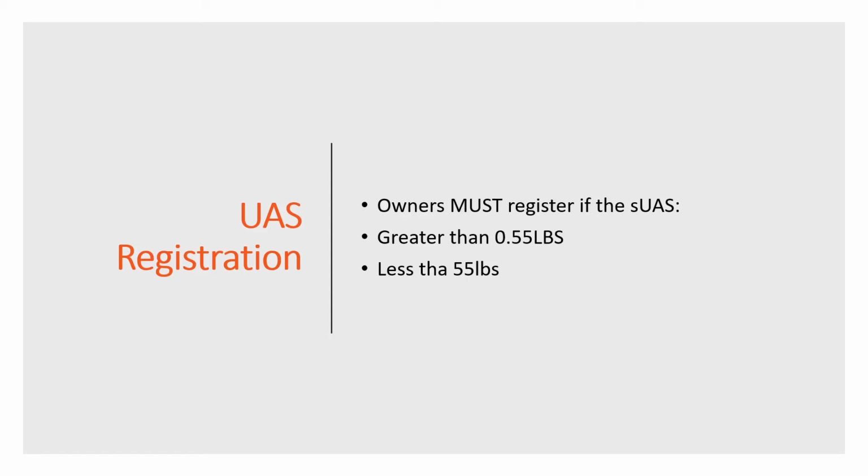You have to register your drone if it is over 0.55 pounds. You register that with the FAA. That is separate from the 107. Even if you're flying recreational, you still have to register your drone with the FAA. You can do that on their website.